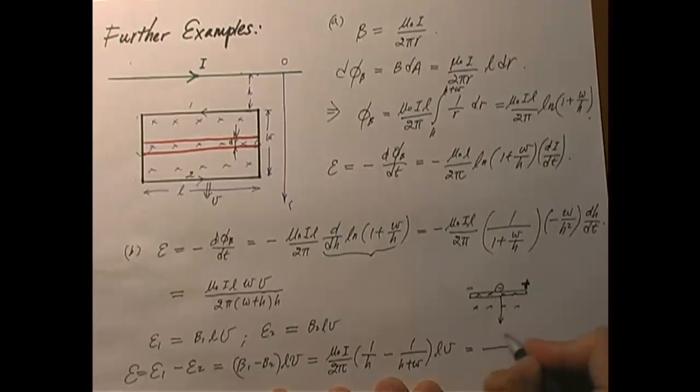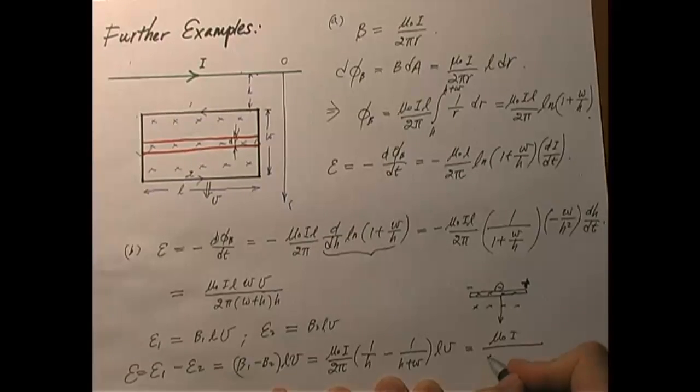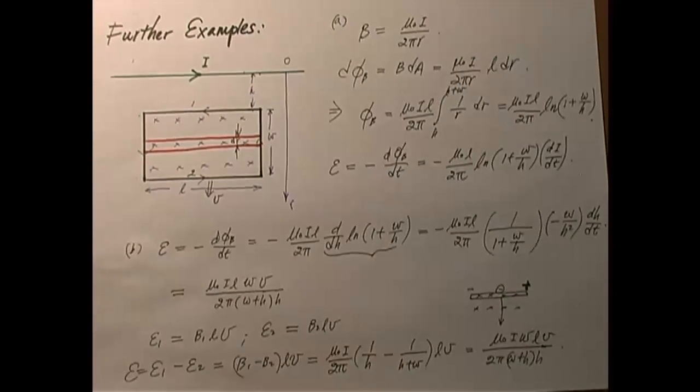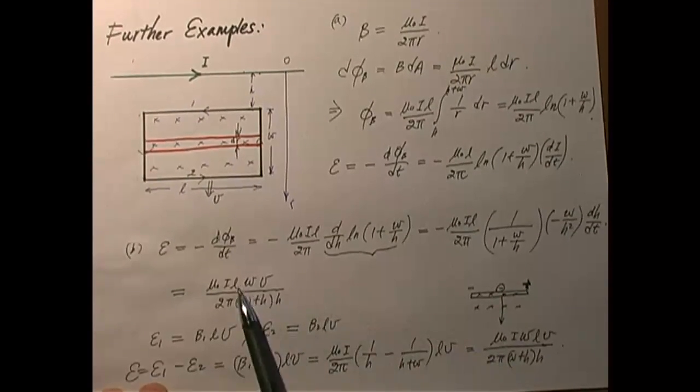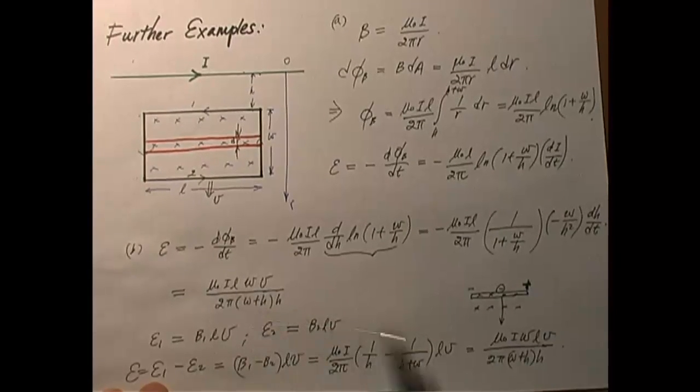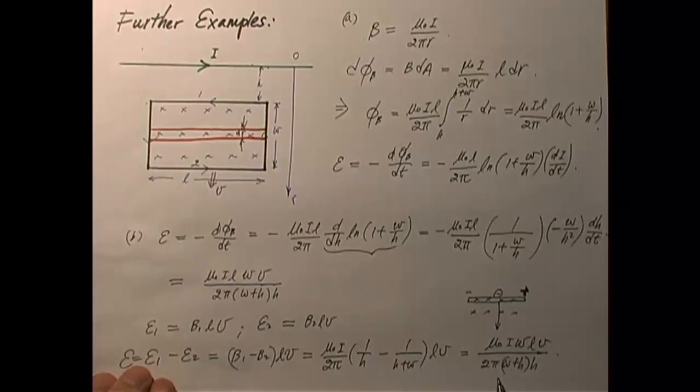What do you get? You get mu naught I over 2 pi, times W over (H plus W) times H, right? Because it's H plus W minus H, that's W. And finally, don't forget there is an L and V. Now, compare these two. They're exactly the same. So we get the same result using different methods.